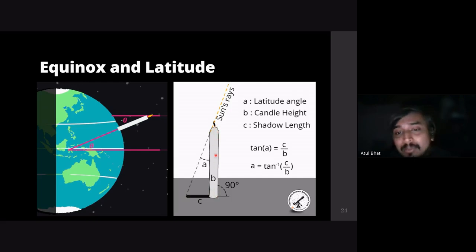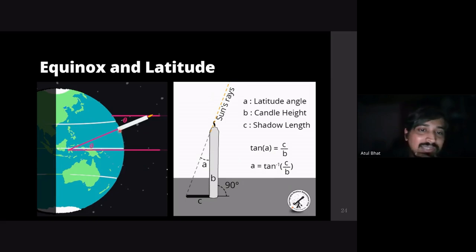The longer the candle, the better, because a smaller height will make it difficult, as the shadow is also smaller. But if you make a really long stick or a pole that you can measure, or even a table for that matter, and you measure the length of the shadow and the height of the candle, then using just this relation here, you can get this angle A, which is evident from this image here, and measures your latitude. Because this angle theta is nothing but this angle theta, and this angle is nothing but the latitude.